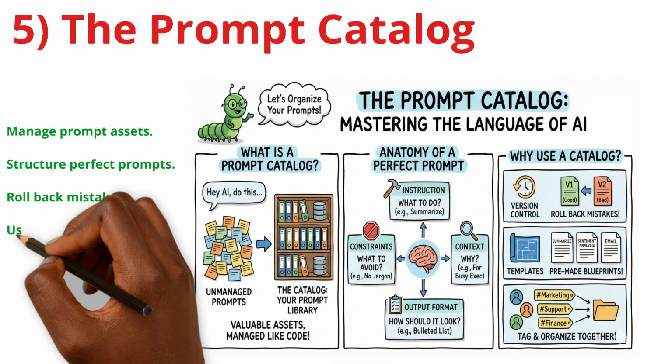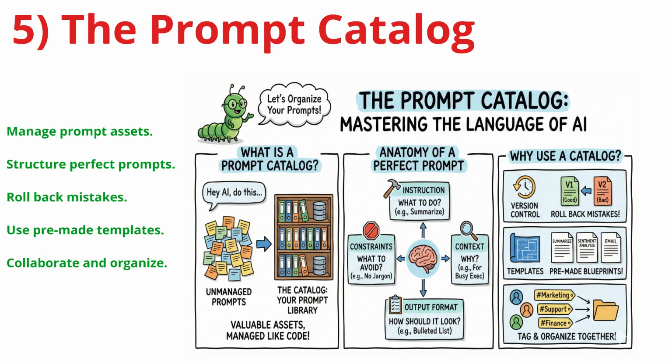If you have ever asked an AI to perform a task, you have written a prompt. But in a professional setting, relying on a messy pile of unmanaged sticky notes just doesn't cut it. You need a prompt catalog. Think of it as an organized library where your AI instructions are treated as valuable assets, managed just like computer code. To master the language of AI, you need to understand the anatomy of a perfect prompt.